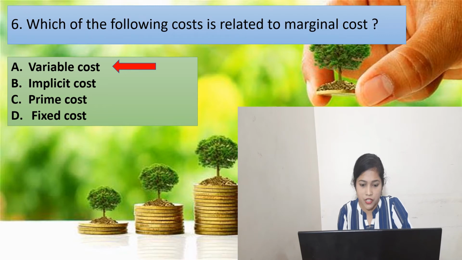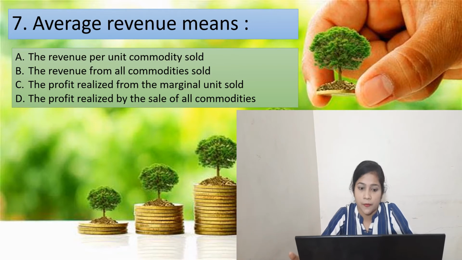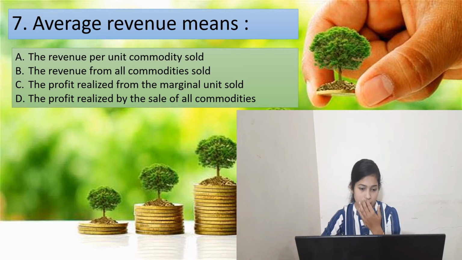So moving to the next question, the next question is, average revenue means what? Option A, the revenue per unit of commodity sold. Option B, the revenue from all the commodities sold. The third one, the profit realized from the marginal unit sold. Or the last option, the profit realized by sale of all commodities.